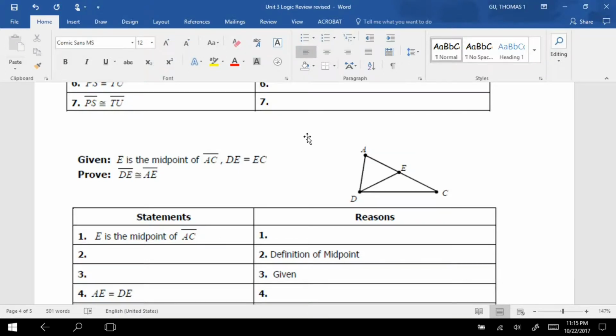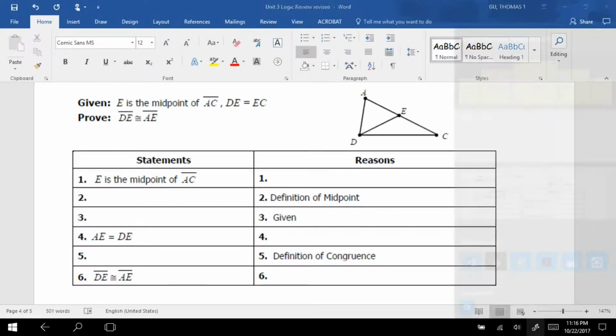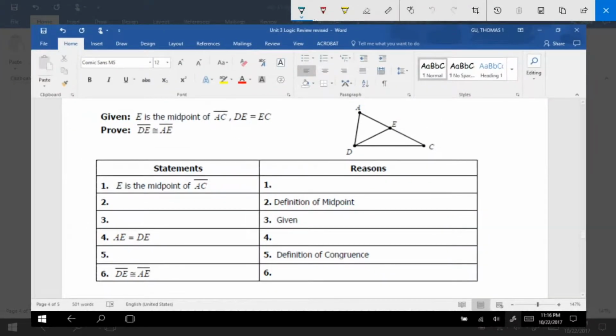All right, we are on to the second to last one. Oh boy, so here we go. Let's take a look at this one. Given that E is the midpoint of AC, DE equals EC. So we're given those two things, and we have to prove that DE is congruent to AE.